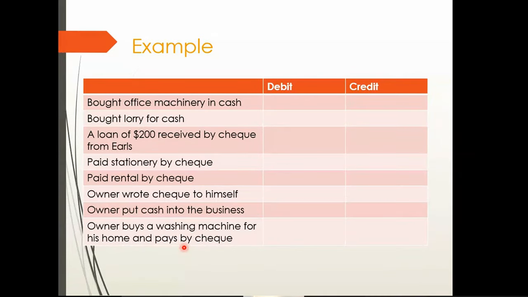Let's take an example of cash and bank transactions. Office machinery, let's go to debit. Cash is debit. Cash is what? Oh, credit. Yeah, okay. So debit office machinery, credit is cash. That's good. Second transaction, bought lorry for cash. Lorry in debit. Cash is decreasing, so in credit. The third transaction. Bank in debit. Bank in debit, that's good, yes.